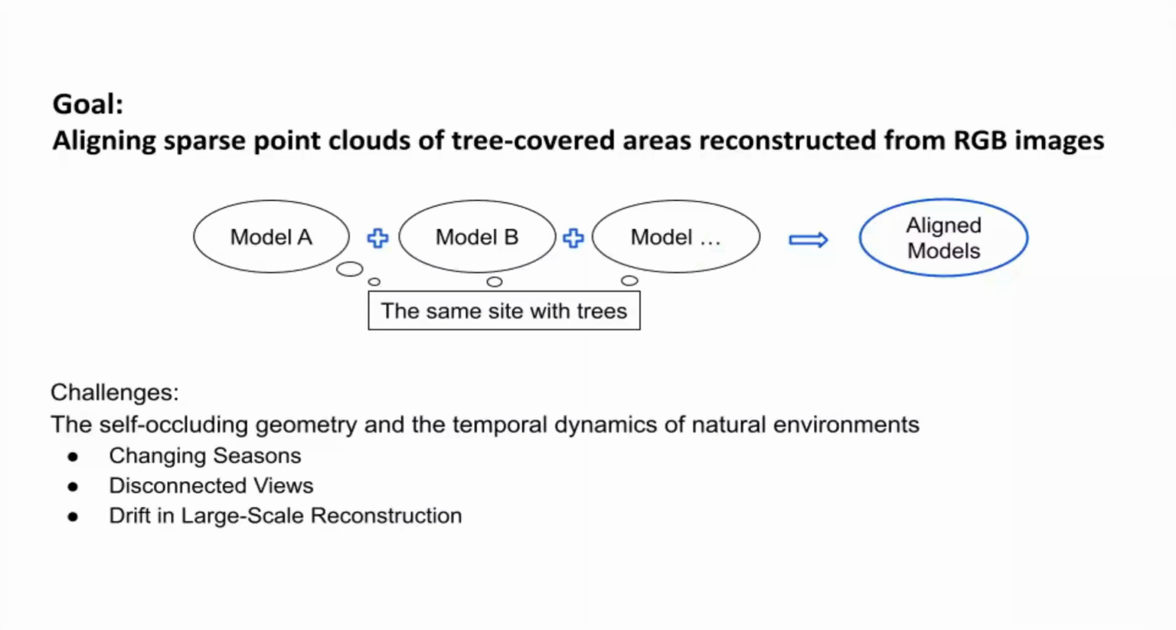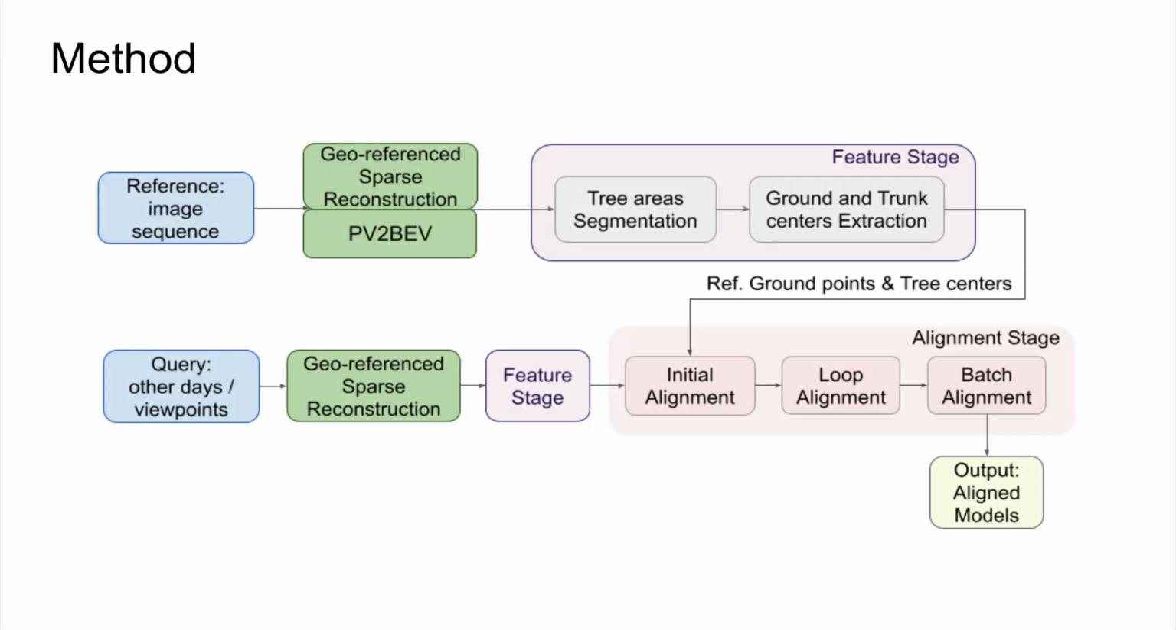This paper proposes an effective strategy for aligning noisy, sparse point clouds of tree-covered areas reconstructed from RGB images and their GPS positions. As shown in the pipeline, our method leverages GPS data and deep learning-based perspective to bird's eye view conversion to provide an initial estimate of tree positions. And we introduce an innovative strategy for extracting tree trunks and clean ground surfaces, utilizing these features for precise alignment.